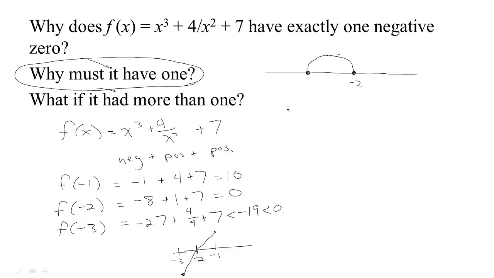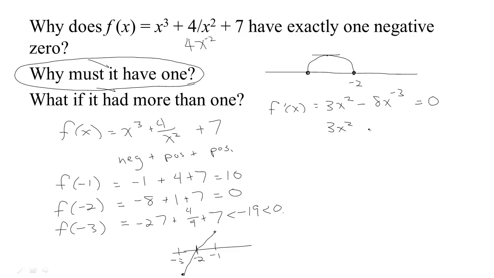So let's check out the derivative of this function. We have f prime of x. The derivative of x cubed would be 3x squared. This is really 4x to the negative 2, and so that derivative is going to be negative 8x to the negative 3, and the derivative of 7 is 0. Now, I want to see if there's some place where the derivative is equal to 0. So what I should do probably is combine these into a single function.